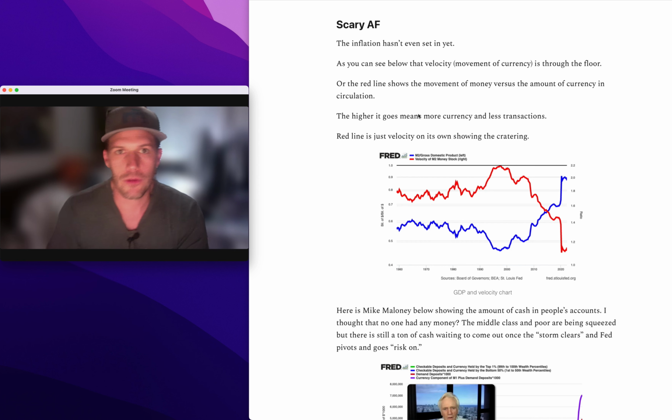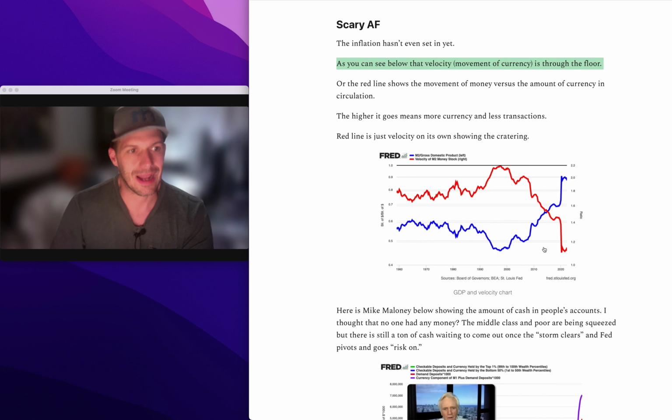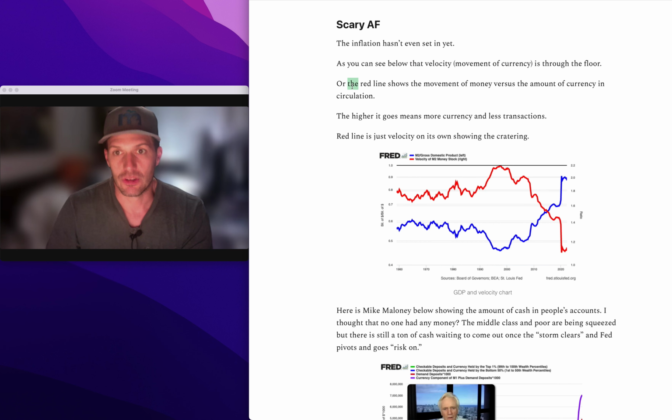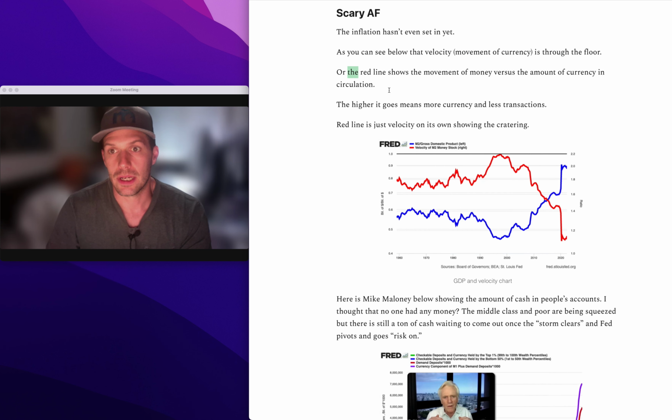and position yourself appropriately. As you can see below, the velocity, the movement of the currency, is through the floor here. A lot of these are from Mike Maloney. He shared these in a video recently, and he's one of the most phenomenal monetary historians and educators there is, flat out. The red line shows the movement of money versus the amount of currency in circulation.